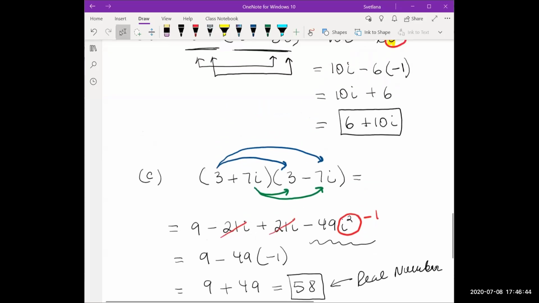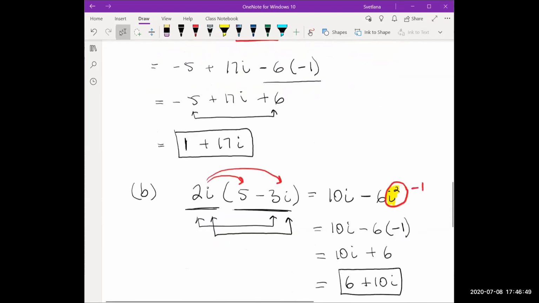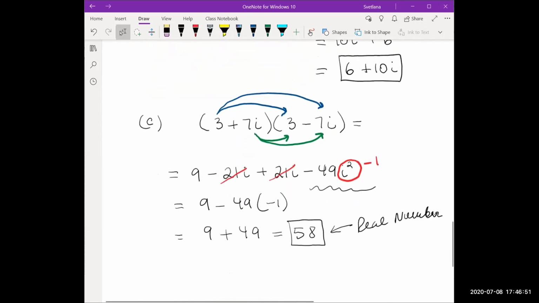Why do you think we were able to do that? Why we couldn't cancel out the middle terms, let's say in the first example, but we were able to cancel them in this example. So why did that happen? The negative and the positive being the same numbers. That's right. So that's exactly it.